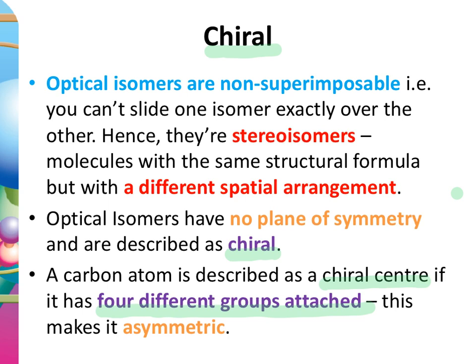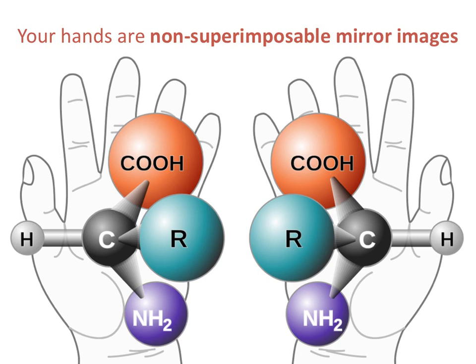But what we can't have is the same thing attached to that carbon. The moment we have something attached to a carbon, we have 2 things that are the same, then we can't have a chiral compound. We can't have something that exhibits optical isomerism. And this is just a sort of visual image to emphasize that non-superimposable bit.